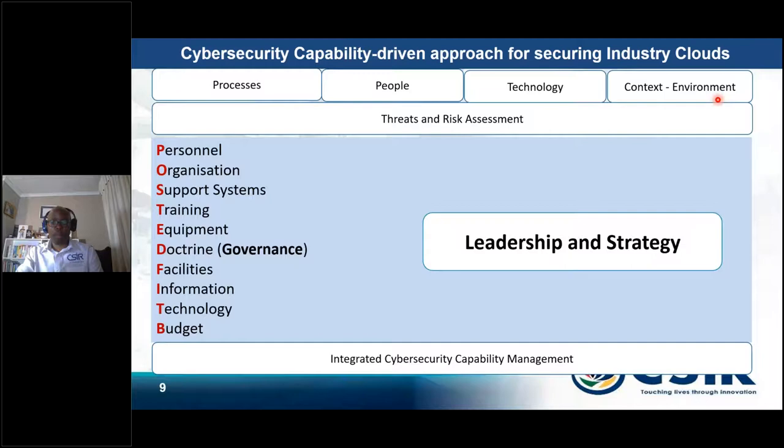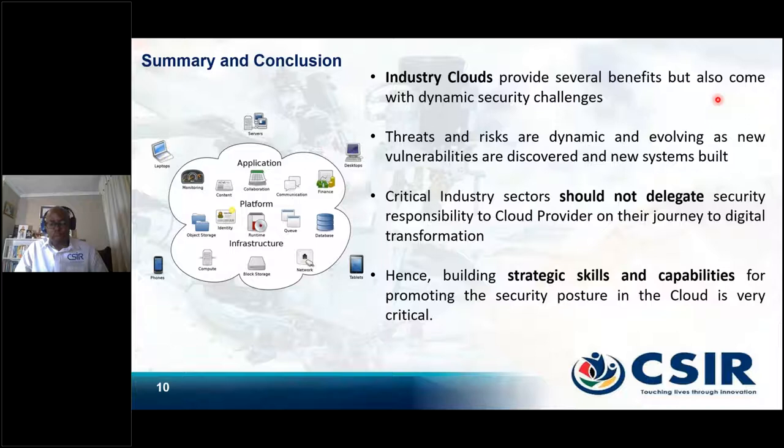In conclusion, we can talk a lot about this, and as you can hear, there's a lot we can say about industry clouds, because indeed they provide a number of benefits, especially for organizations that are very complex, particularly military ones, that may not just adopt any other cloud, whether private or public, but want a specialized one due to their operations. But they come with dynamic security challenges that we also need to look at. We must always remember that just because you are protected today does not mean you will be tomorrow. Threats and risks are very dynamic and evolving, and technology alone will not be able to solve them. That is why industry sectors considering industry clouds should not delegate the responsibility to the cloud provider as they journey into digital transformation. Building strategic capabilities and skills is very important and critical, particularly in promoting the security posture. Thank you very much. We will take the questions and answer them later.